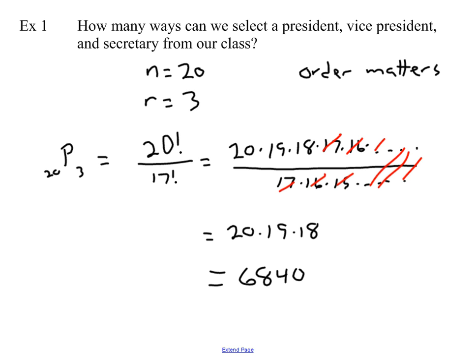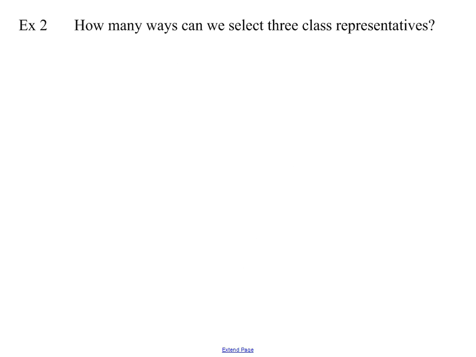Okay, now let's look at how that problem is a little bit different if we just change it a little bit. How many ways can we select 3 class representatives? So in this case, order doesn't matter, because if you get picked first or if you get picked third, you still have the same role. You're still a class representative. So in this case, order does not matter.